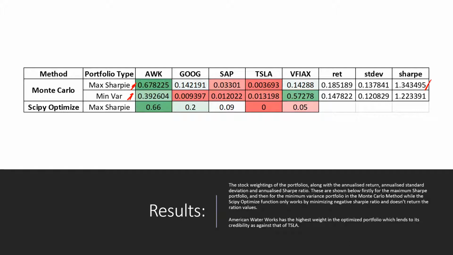And you can see over here the stock weights of the portfolio along with annualized returns, annualized standard deviation, and annualized Sharpe ratio. Now in this picture you can see that American Waterworks has the highest weight in the optimized portfolio, which has a higher credibility than Tesla with respect to the weights in this model. We'll be discussing the results in the coming slides.